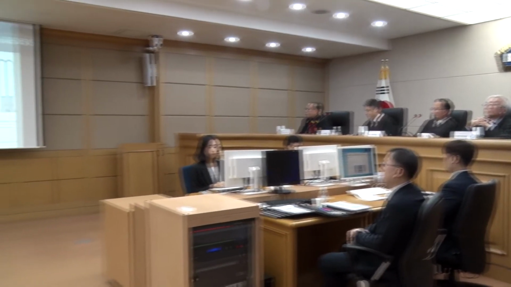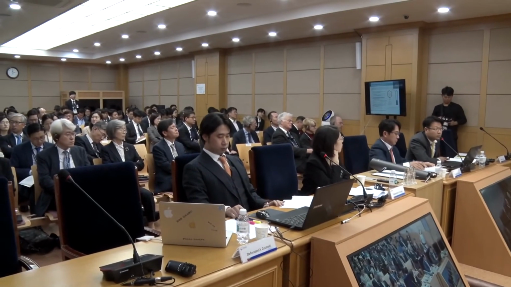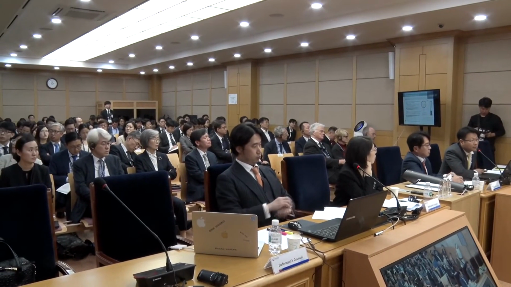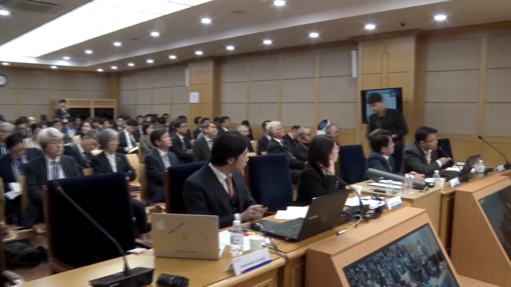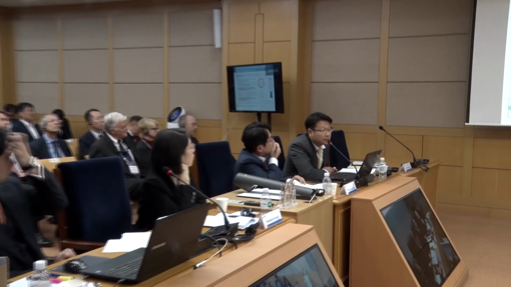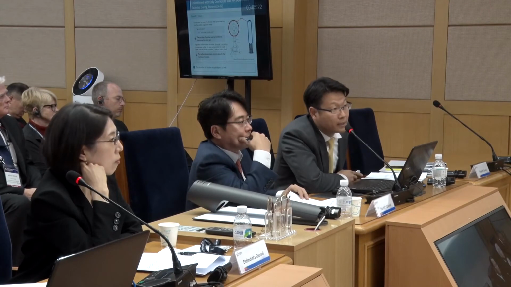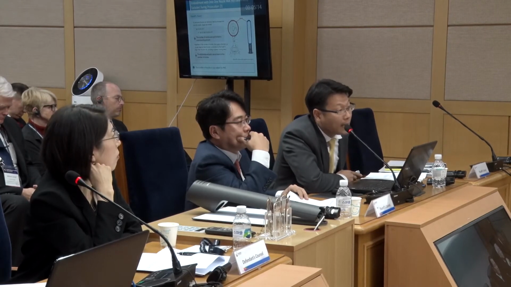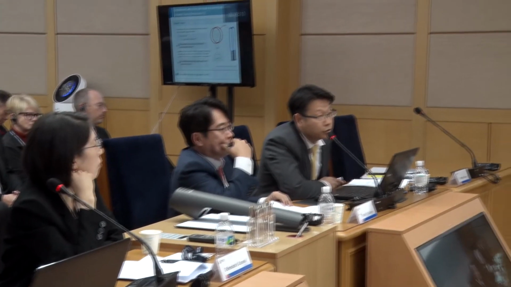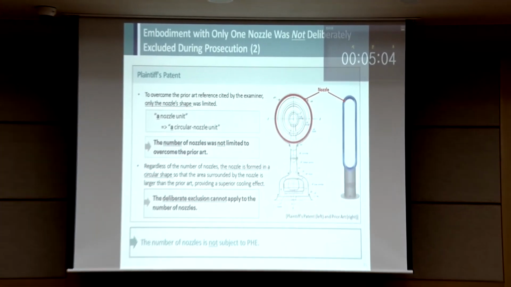So the patentee did not deliberately exclude the one nozzle embodiment from the scope of the claim. In fact, by keeping the article "a" here, "a circular nozzle," the patentee deliberately includes, not excludes, the one nozzle embodiment in the scope of the claim. On balance, therefore, the one nozzle embodiment was not disclaimed during the prosecution and should be covered and read on the claim language at issue here. Thank you.